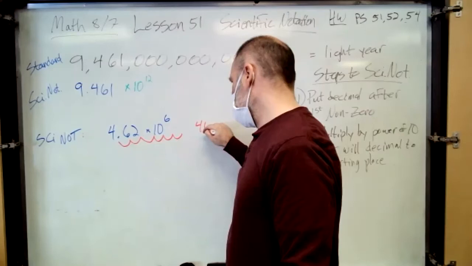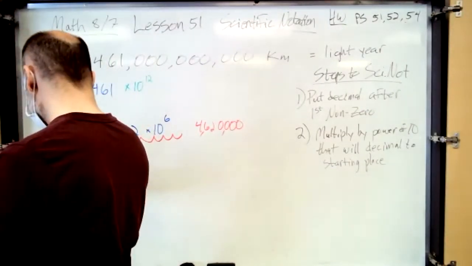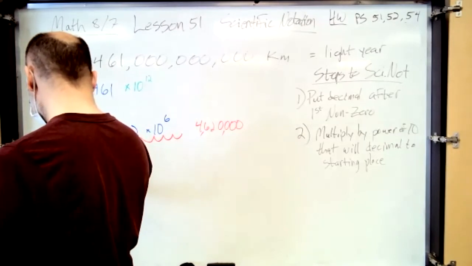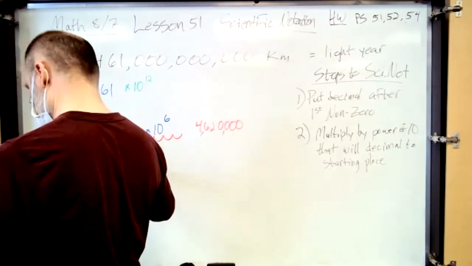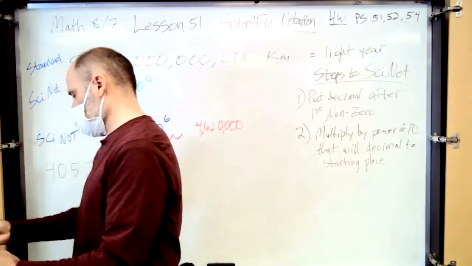The going from standard to scientific notation is a little backwards. And that's what we'll be doing a lot of in math. A lot of backwards thinking, especially when we get to algebra. A lot of backwards thinking. Okay? So why don't you guys try this on your own? So let's do this number. Change that to scientific notation.